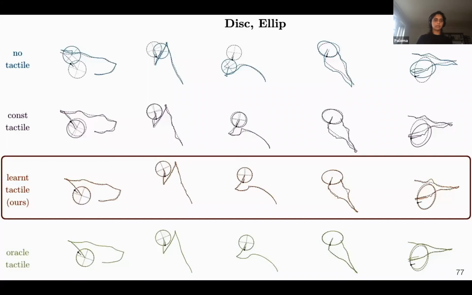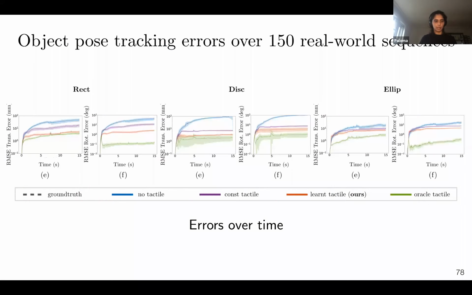And here are similar results generalized to different object shapes, essentially a circular and an ellipse object. And we see similar trends where the learned factors are able to recover poses close to their true trajectory, matching the Oracle performance closely. And here are some quantitative results for a greater number of trials, about 150 trials for 3 different objects over sequences of 15 seconds each. And we see that with the learned factors, we are able to outperform baselines across the different objects.